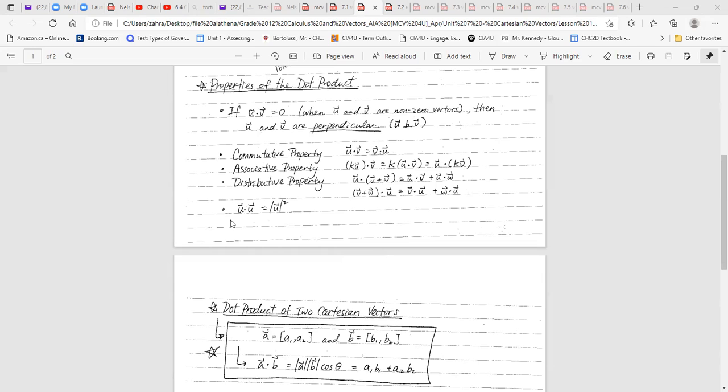If you want to prove that, we know that the dot product is the magnitude of the first one multiplied by the magnitude of the second one multiplied by the cosine of the angle between them. If they are the same vector, the angle is 0. So cosine of 0 is 1. It's just going to be U to the power of 2. So U dot U is the magnitude of U to the power of 2.